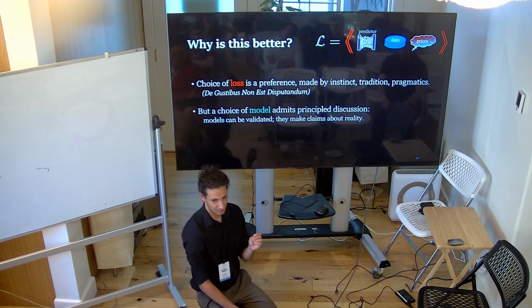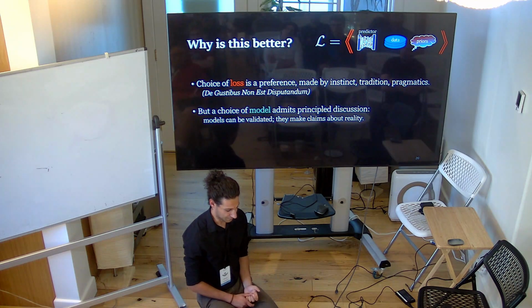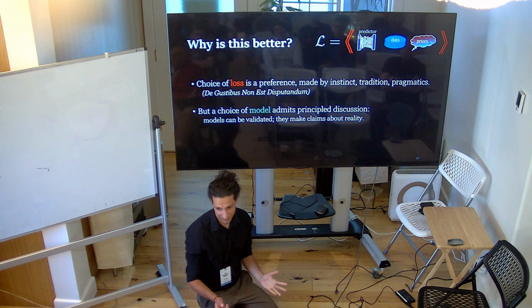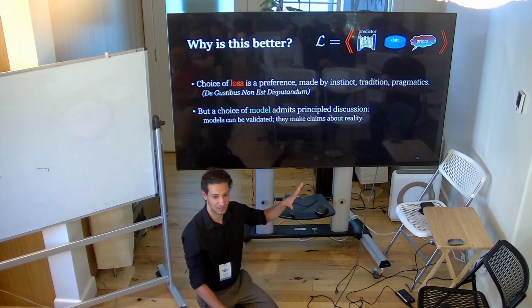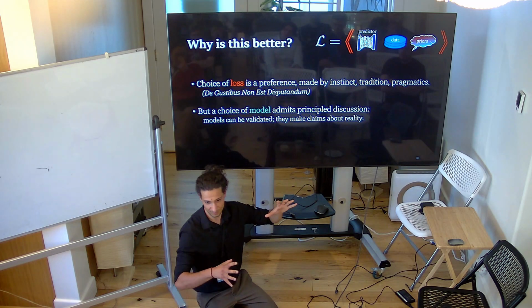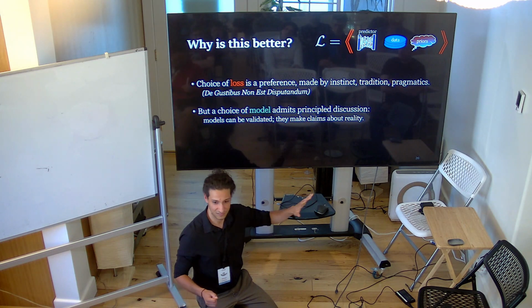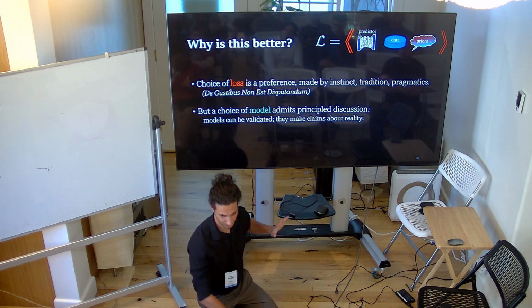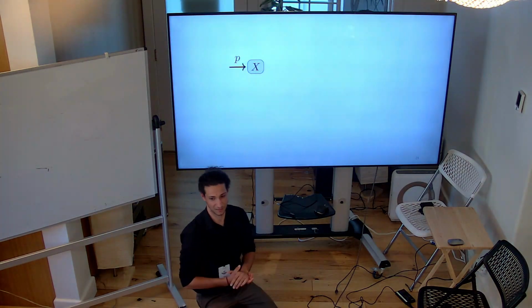Choice of model, on the other hand, is about reality. So beliefs can be tested, they can be validated, they can be wrong, but at least we have a way to think about how to update them. And so while we've just reduced the question of finding a loss to the question of probabilistic modeling in a nice way, that's a really important reduction, because now we're just dealing with beliefs and we're not dealing with preferences anymore. So let me show you some examples.